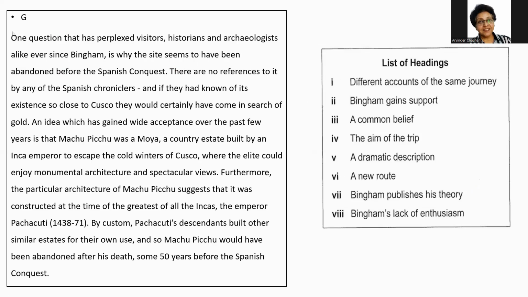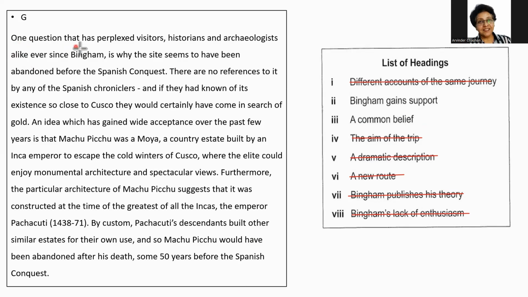Okay, so here we come to, let's first remove all the used options. Different accounts of the same journey, yes. The aim of the trip, a dramatic description, a new route. Okay, this one and this one. So we are left with these two options. Bingham gained support and a common belief. So our answer is now going to be any of these two.